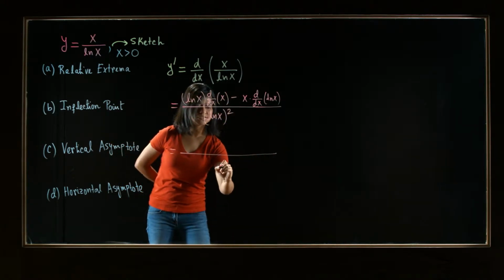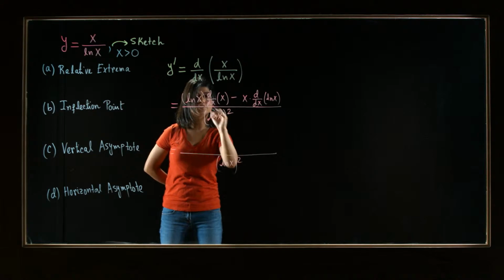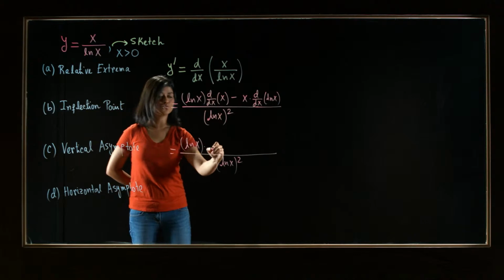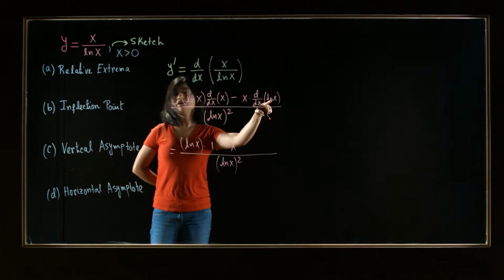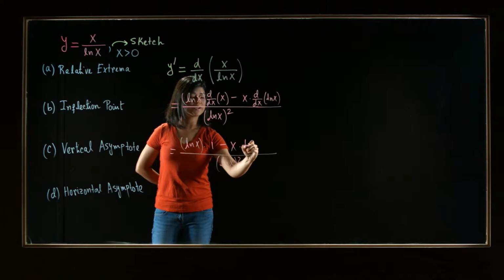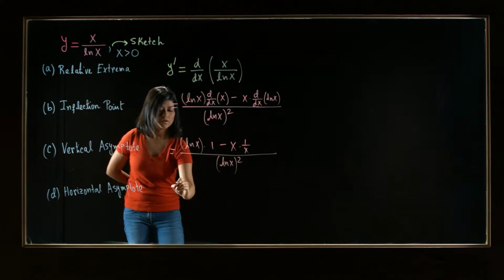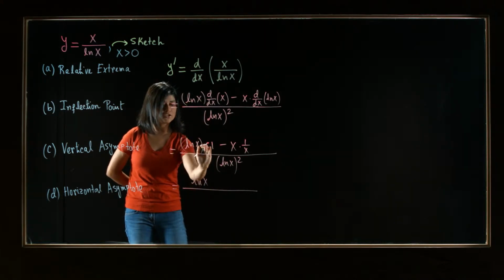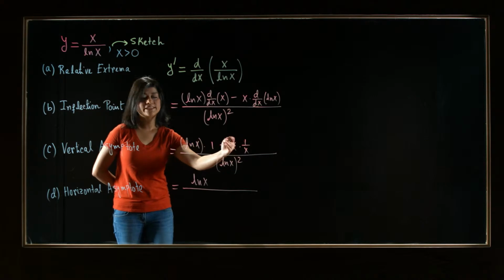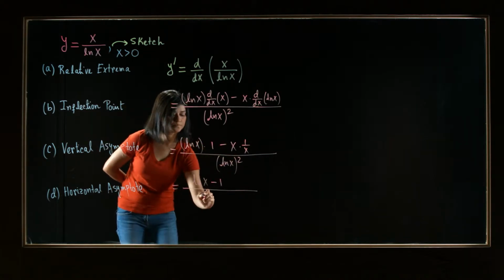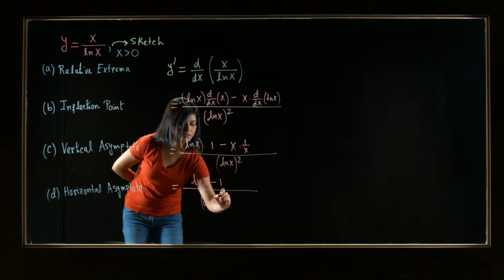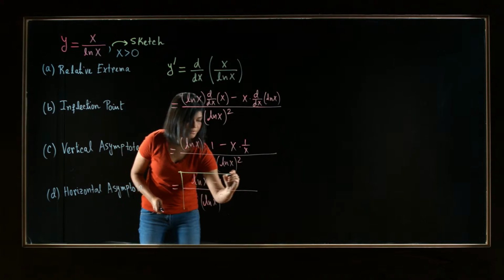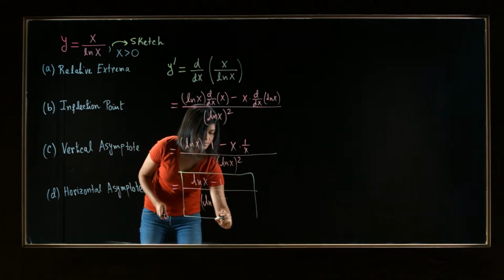All right, let's compute each of these derivatives now. First, d dx of x, you know that's just 1. And then d dx of ln of x is just 1 over x. Okay, can you simplify? Here you just have natural log of x, and x times 1 over x cancels to give you just 1. Denominator is ln of x squared. So, that is the simplified form of the first derivative.